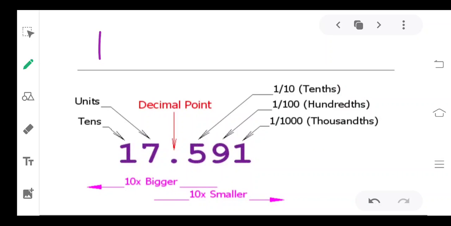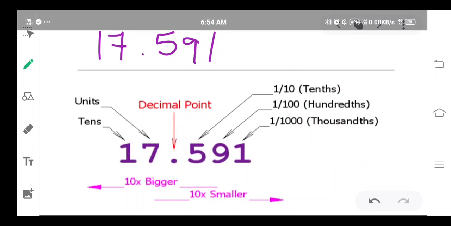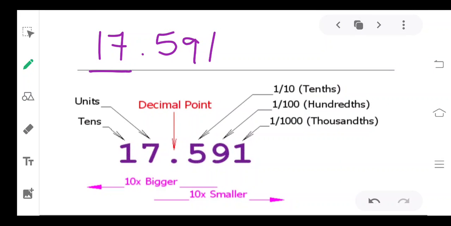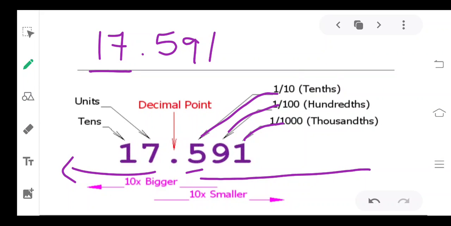Now again, for your better understanding, 17.591. Here you can see that 17 is the integral or whole number, 5 upon 10, 9 upon 100 and 1 upon 1000. Here 7 is in the unit place and 1 in the tenth place. Moving towards the left the places are bigger, and going towards the right they get smaller, and this point is known as the decimal point.